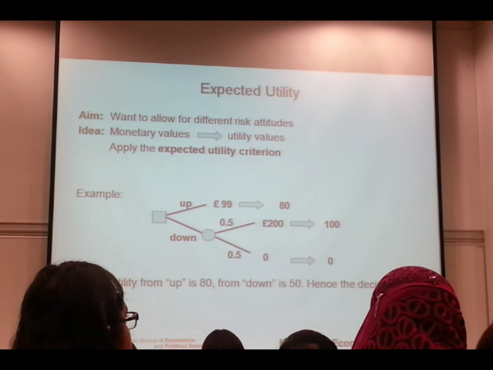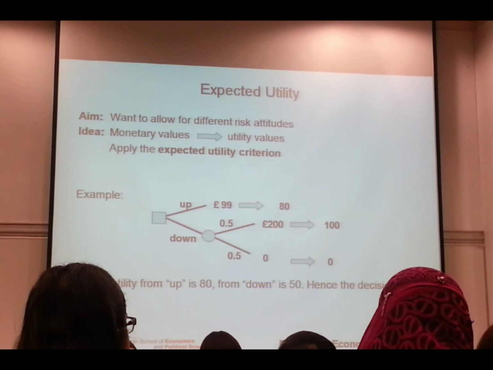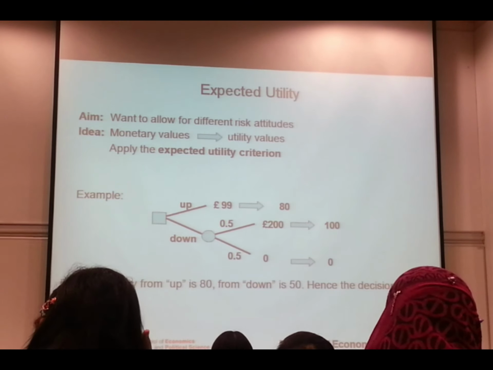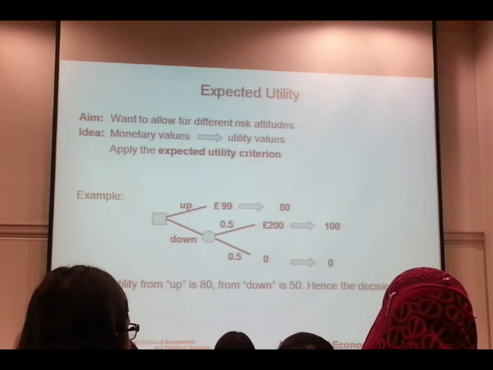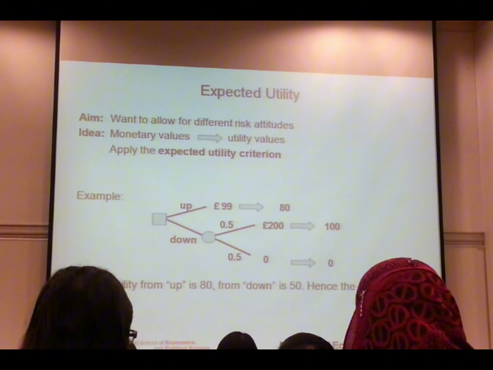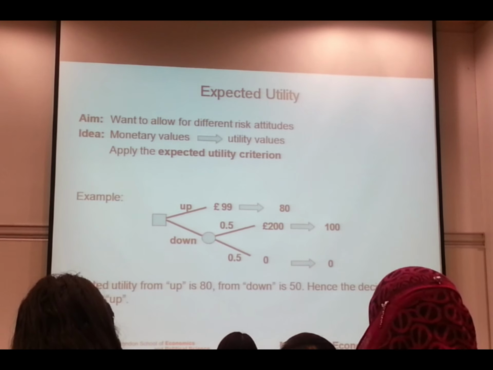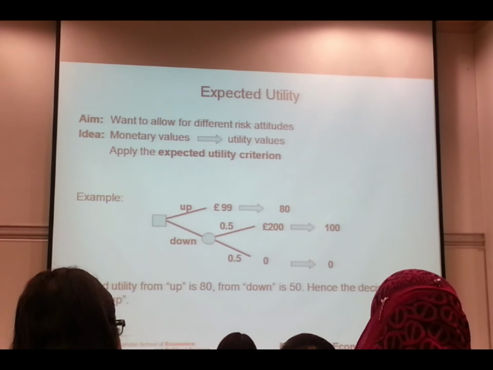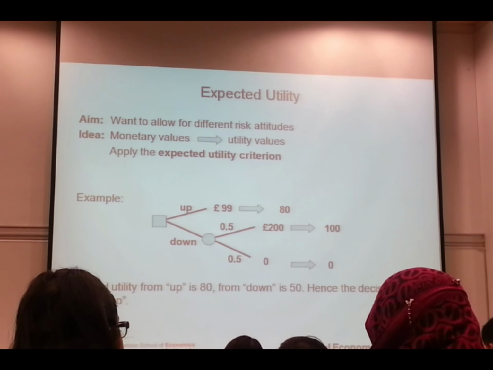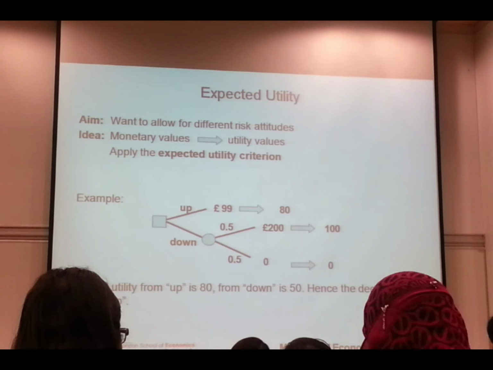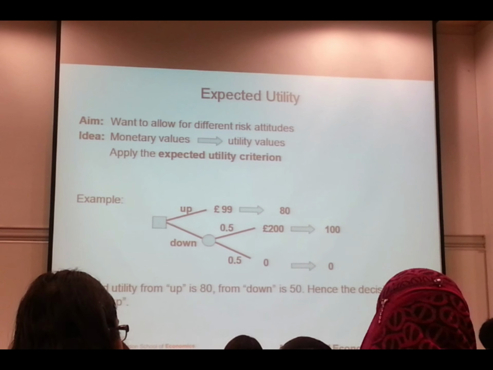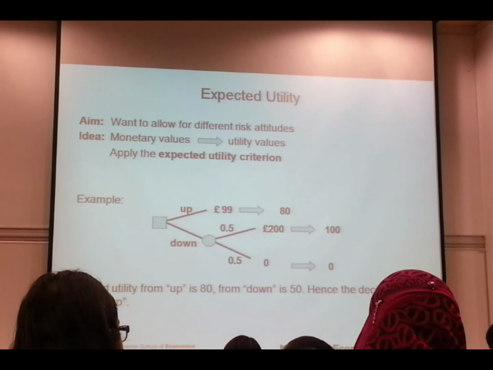Right? If we have the utility function, and here is an example, if we know that 0 payoff gives us 0 utility, 200 pounds gives us 100 in utility, and 99 pounds gives us 80 in utility, then we can very simply apply the expected utility criterion. So the expected utility of going up is 90, expected utility of going down is 50% times 0, plus 50% times 100, which is 50. So the decision maker will choose up rather than down.